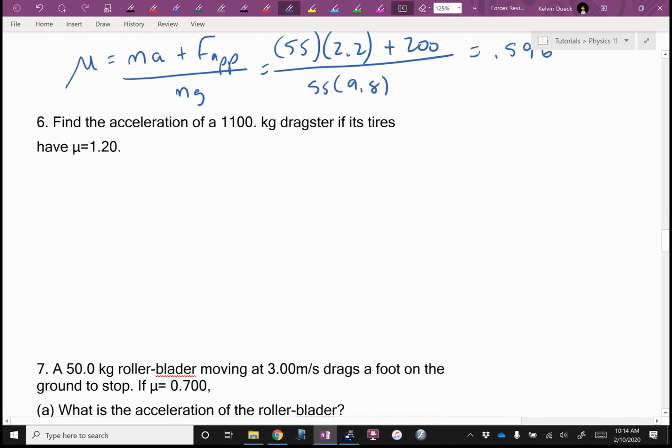Car questions, dragsters. It says find the acceleration of a dragster if its tires have a mu of 0.12. What does this want me to find? The acceleration. Is there friction in this question? This is a job for a free body diagram. What are the forces acting on the dragster?